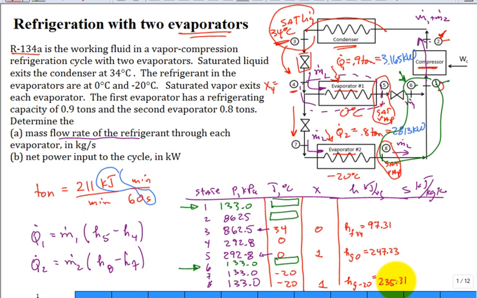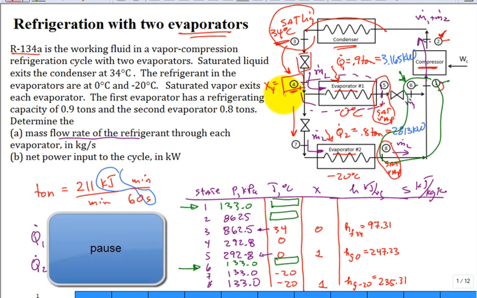Should I pause and let you work on seeing about figuring out some of these other H values? Like, do you think you could figure out H of 4? What's the H 4 equal to? Let me pause, walk around. You tell me what H 4 is. Just by knowing.